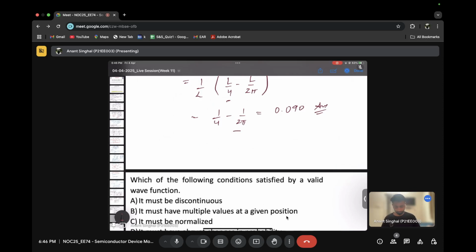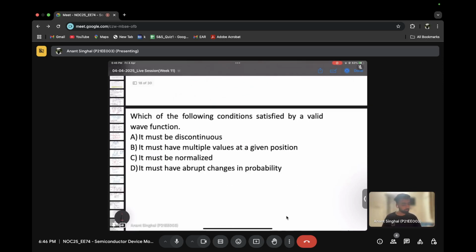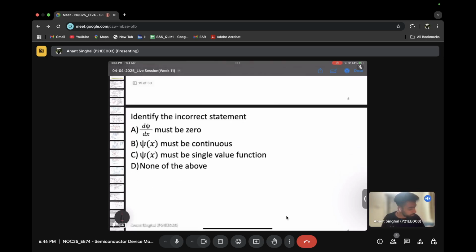Is it fine? Yeah. So now again, straight away a question. Let me know the answer quickly. Okay, it says not satisfied. It should not be discontinuous. It cannot have multiple values, it must not have an abrupt change. So yeah, C is the correct answer. Very easy. And this also, let me know quickly.